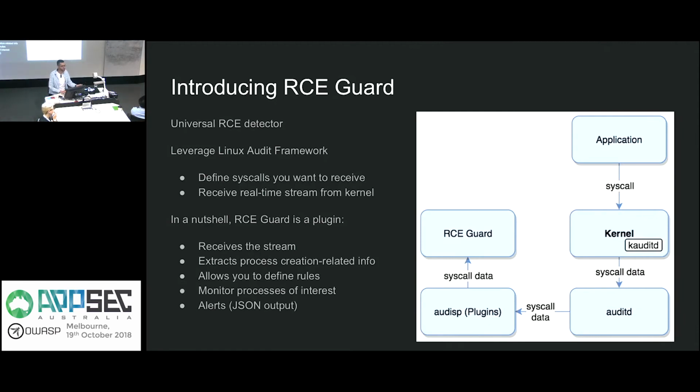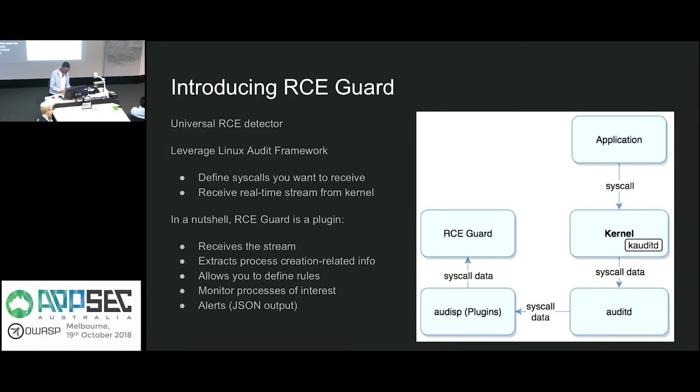It's a universal remote code exploit detector. What I basically do is utilize something called the Linux audit framework. It's something in the kernel that I could ask to forward system calls to me. So I could tell it, whenever you see someone creating a process, tell me about it. So I take this, and then I allow you to define rules for when it should alert you that something's wrong.